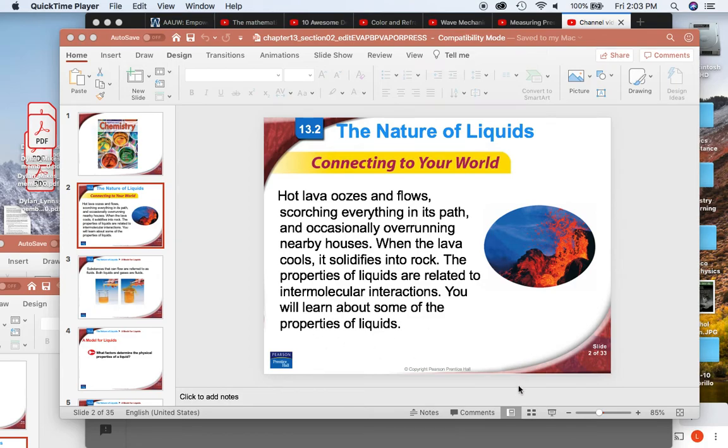So the second part of chapter 13 is about liquids. We need to talk about boiling points and vapor pressure. So here we go.